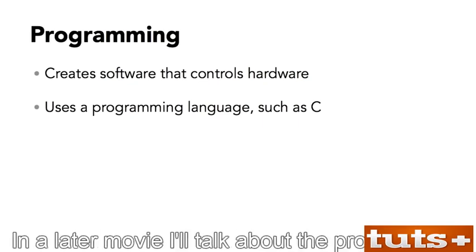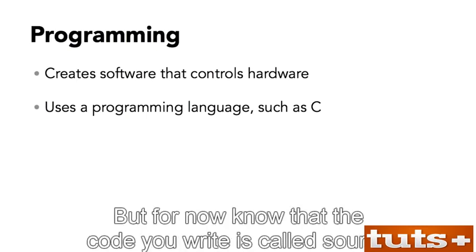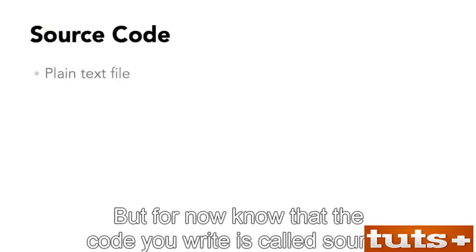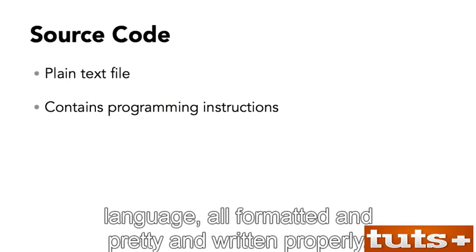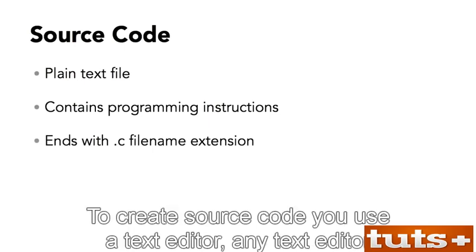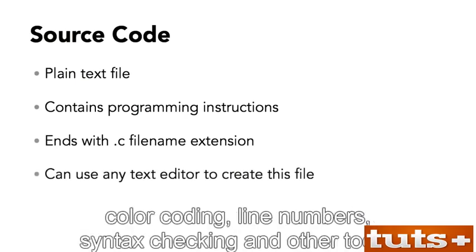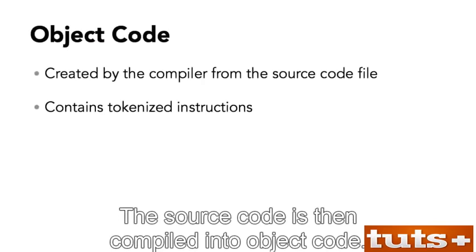In a later movie, I'll talk about the programming language's syntax and other rules. But for now, know that the code you write is called source code. It's a plain text file that contains the programming language, all formatted and pretty and written properly. The file is saved with the .c file name extension. To create source code, you use a text editor. Any text editor can do, although some editors offer helpful features like color coding, line numbers, syntax checking, and other tools.